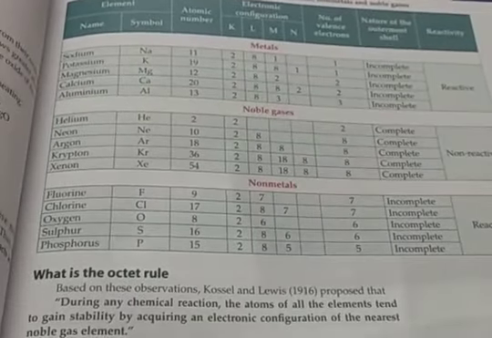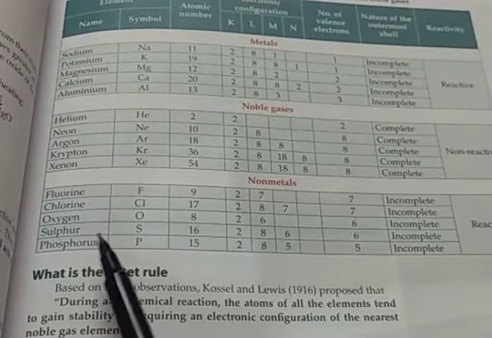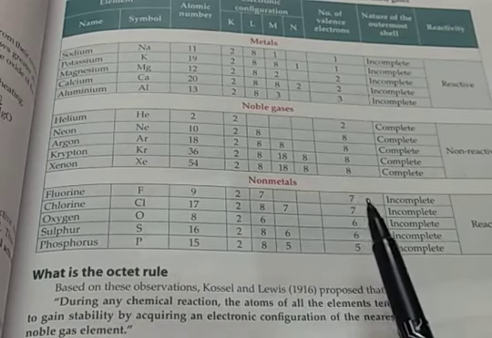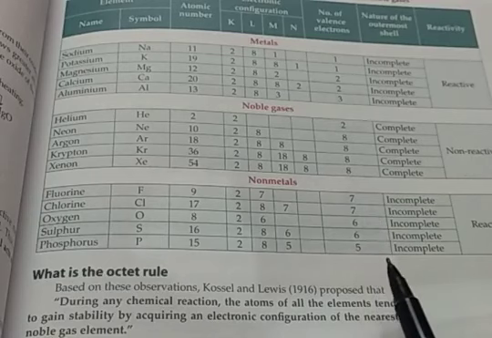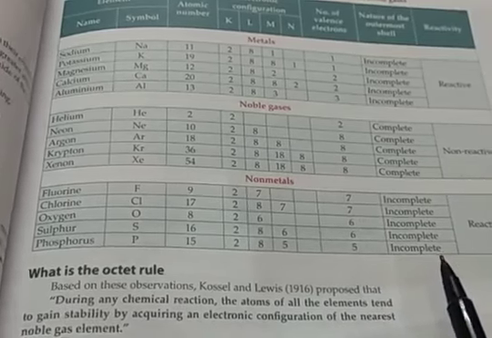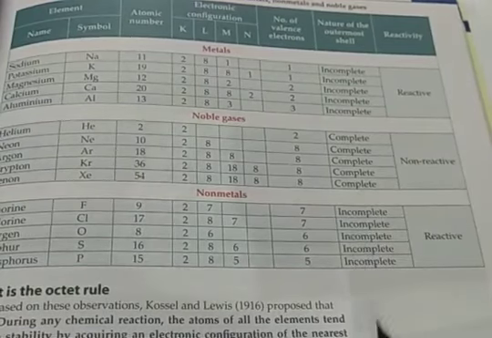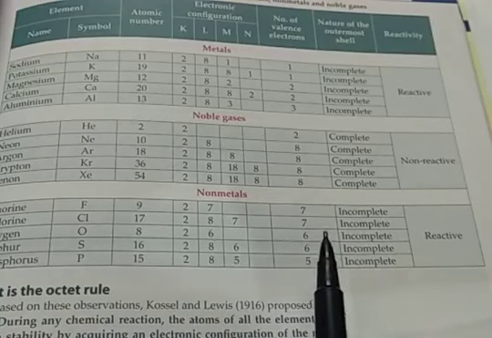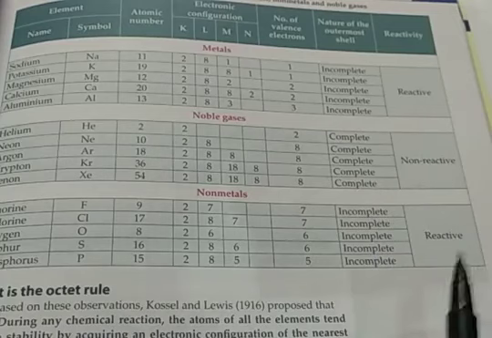Now some of the non-metals are also there. Here we have fluorine, chlorine, oxygen, sulfur, phosphorus. They have the number of valency electrons 7, 7, 6, 6 and 5. So this last shell is incomplete. Hence they will also behave as reactive elements of the periodic table. Here you can see that with a completely filled last orbit, the elements are non-reactive and the others will take part in chemical reactions.